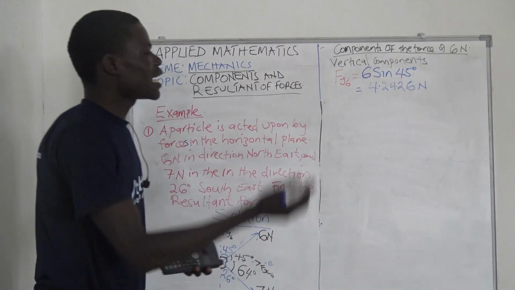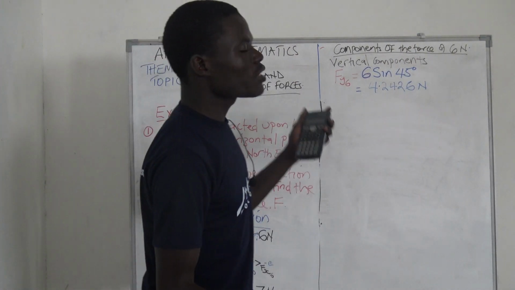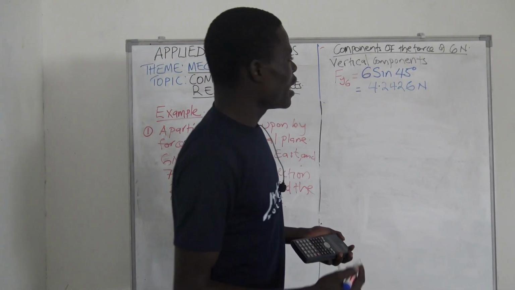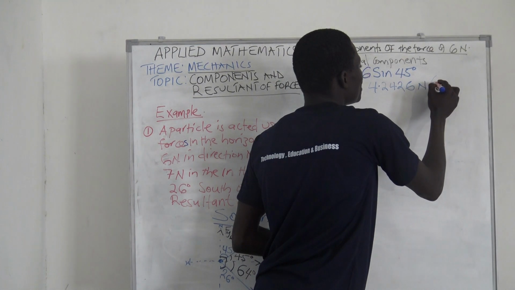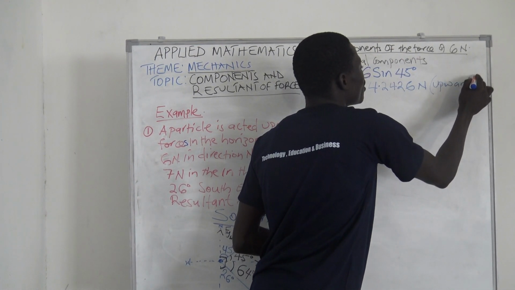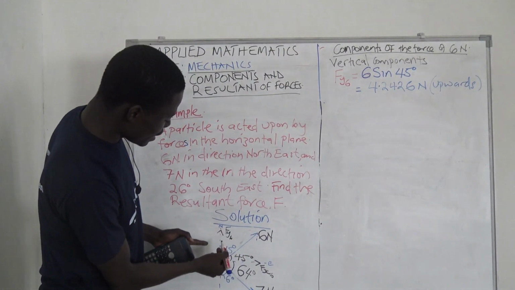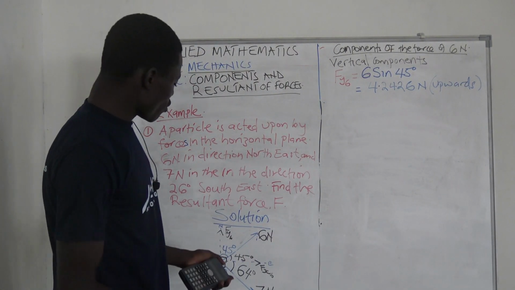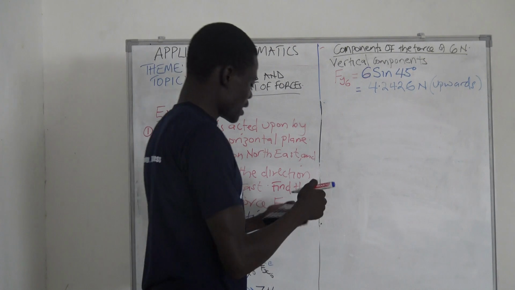So this one is acting upwards. We say the force is the one having both magnitude and direction. So you put that it is acting upwards, because here it is acting upwards. Then you come to the horizontal component.